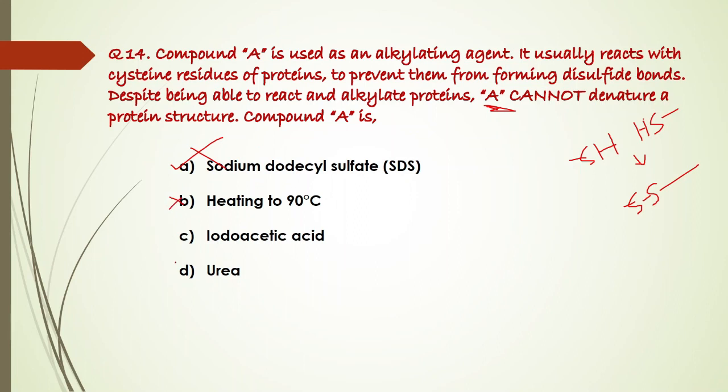Let us look at the fourth option first. Urea is a very well-known denaturant for protein molecules. It disrupts the hydrogen bonds and denatures the protein. And also, urea will generally not react with the SH groups. So urea is also wrong. The only option left, as you all already know, is iodoacetic acid.